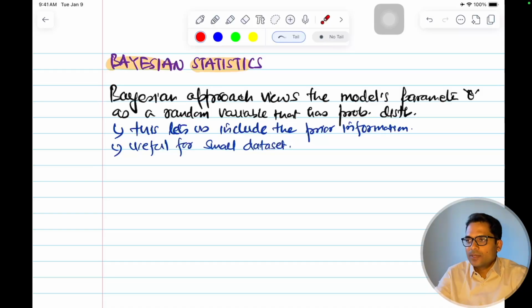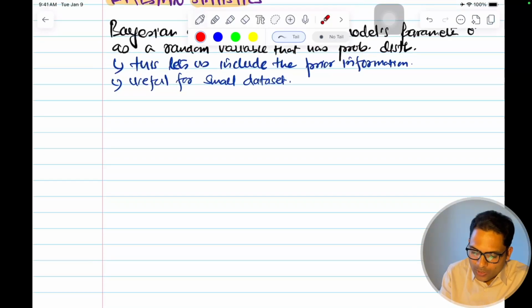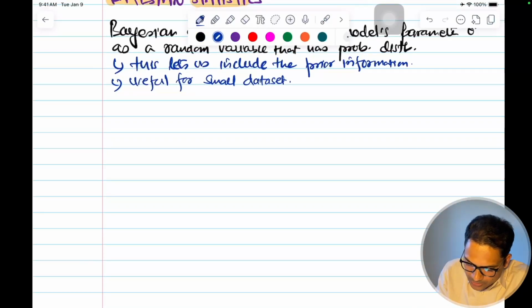Bayesian inference is the computational process of finding the posterior distribution of theta based on the prior and the data that I have. The prior information plus the data will give me the posterior distribution, which is the final probability distribution of the parameter theta. In Bayes theorem, how did we write it? Let's revise Bayes theorem.